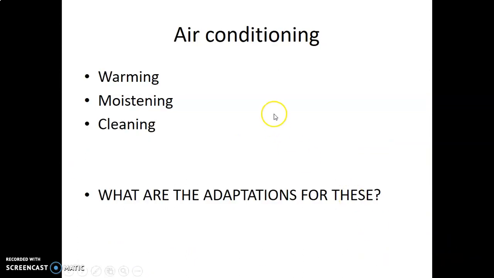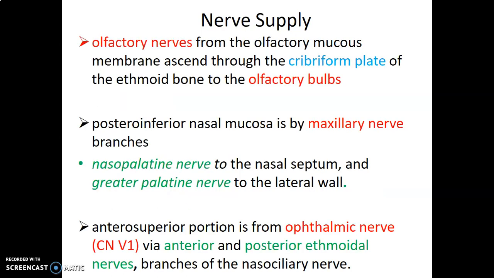So what is air conditioning? When you breathe in, the air has to be prepared to get to the lungs without causing any effects. So you need to warm the air, and the venous plexus in the mucosa will help to warm the air. Then conditioning also involves moistening of the air and cleaning of the air. So the mucus helps to moisten and clean, and you also have the hairs in the nose. They help to trap particles, and you're able to warm. So warming, moistening, and cleaning are what you call air conditioning.